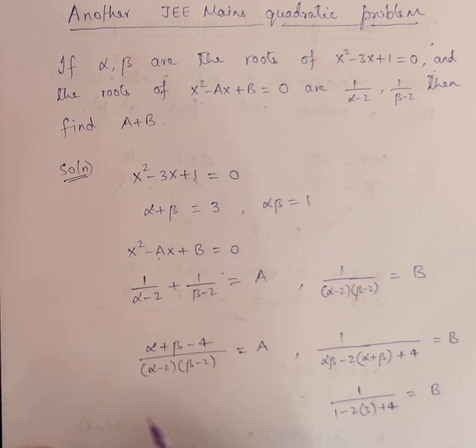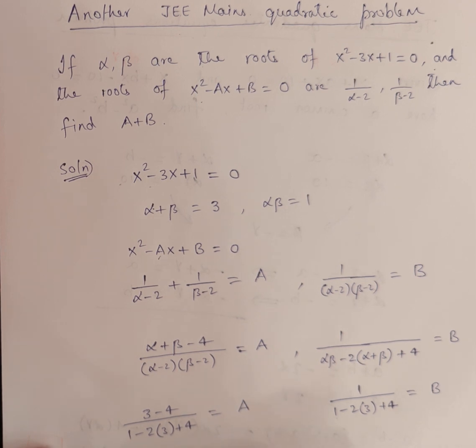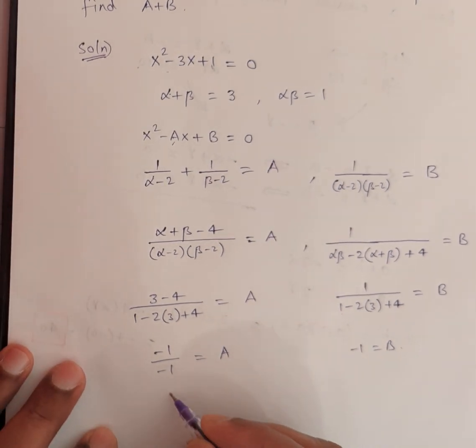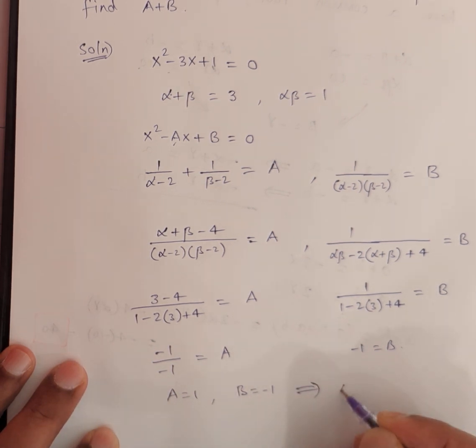And let's go ahead and work this one out. Here alpha plus beta is 3, minus 4, over, and again this part we just found right here, is equal to a. So a happens to be negative 1 over negative 1, and b happens to be negative 1. So a is positive 1, and b is negative 1, which means a plus b is going to be 0. That's our answer.